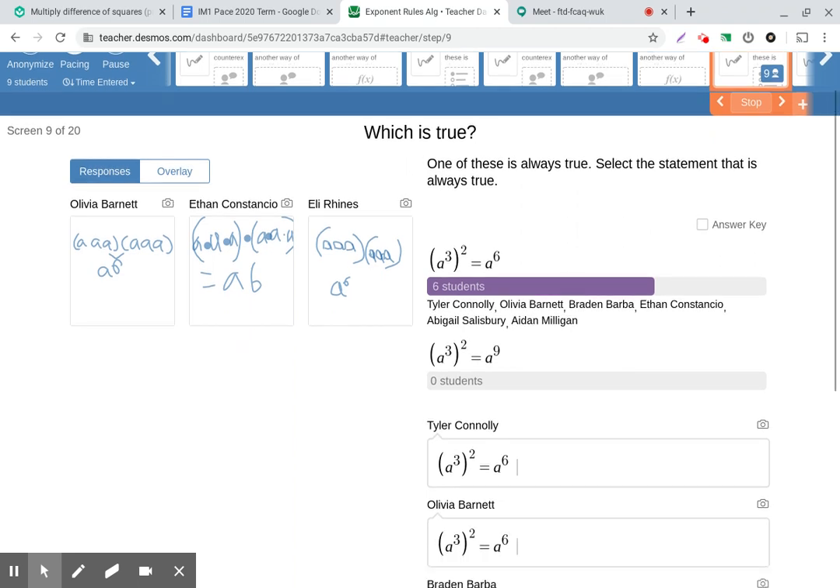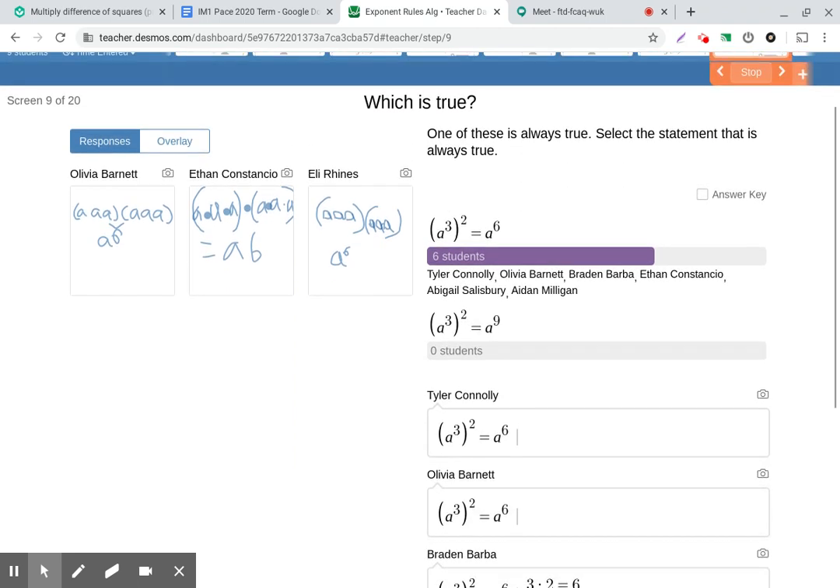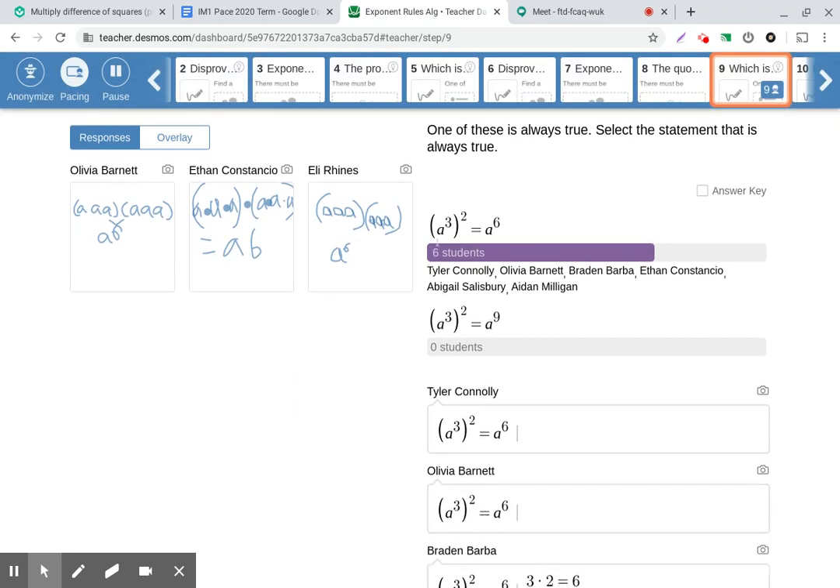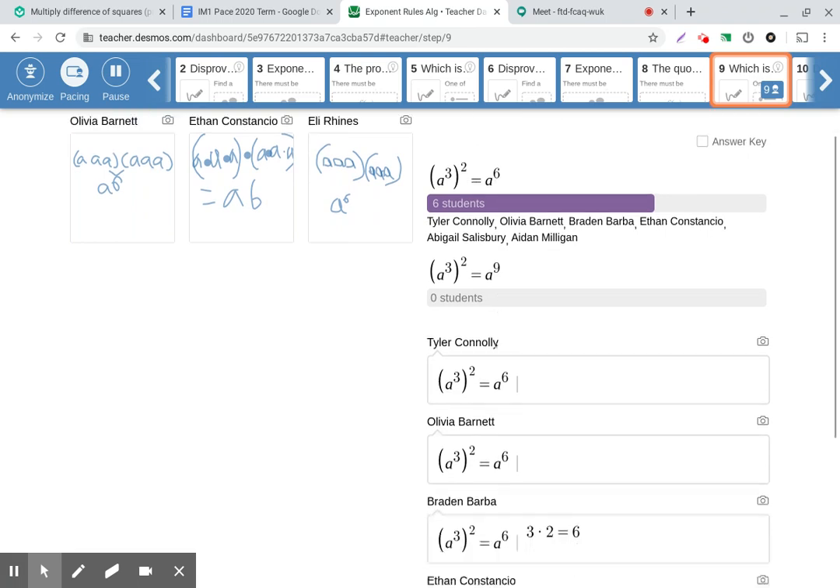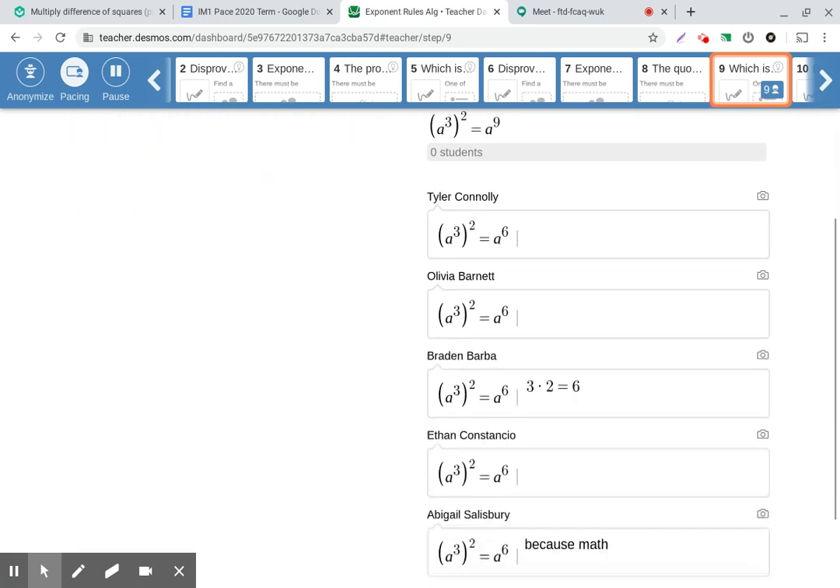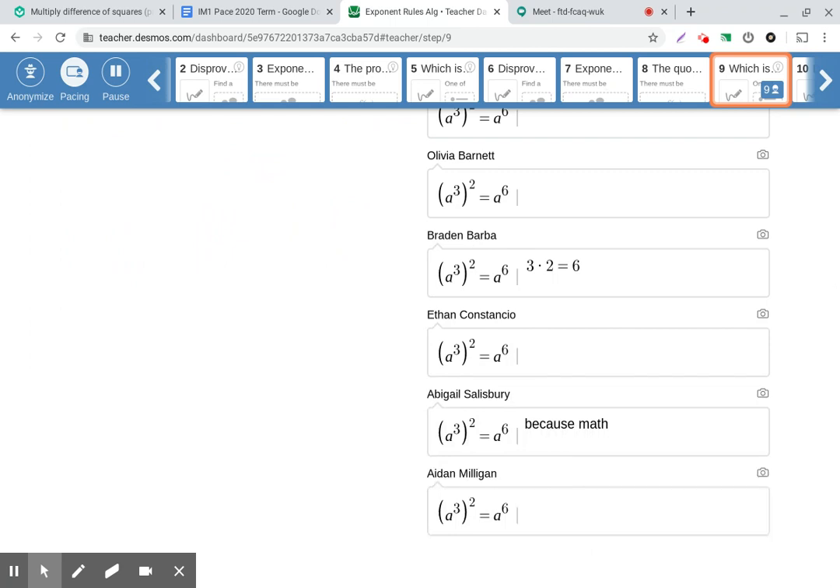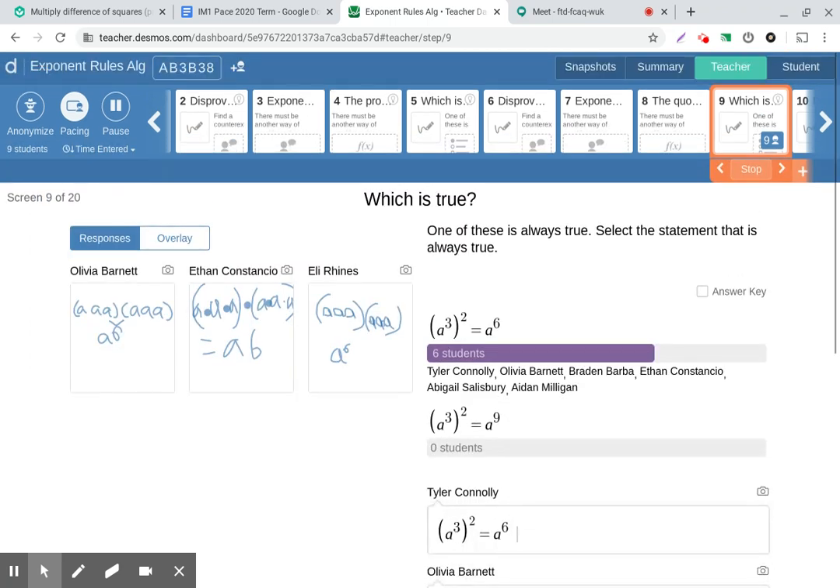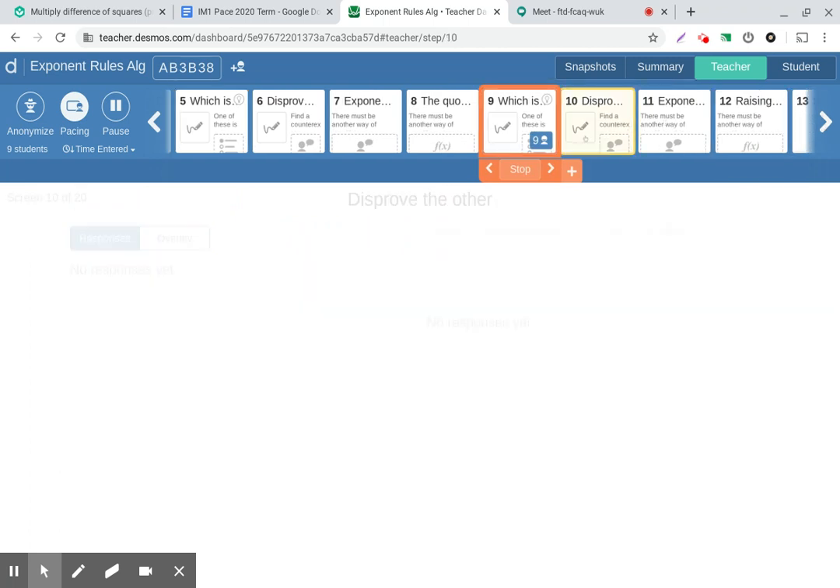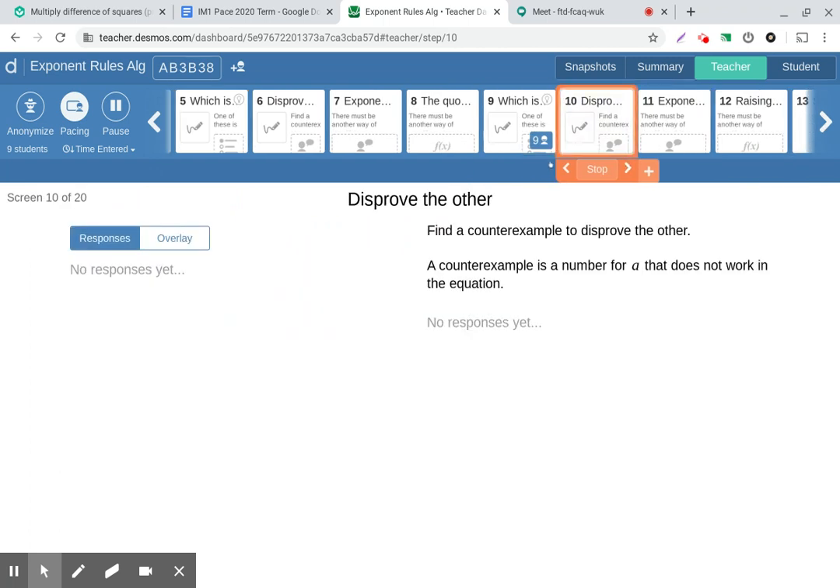All right. So you're gonna say everybody did choose the first one. It's A to the 6, and you can just say very good because math. All right, let's go to screen 10. Number 10. Found a counterexample.